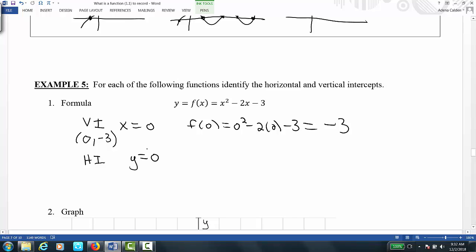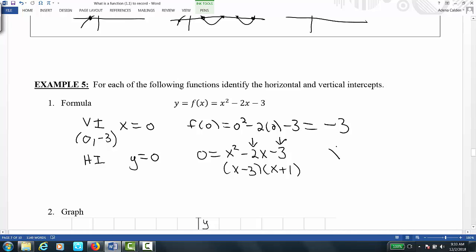So if we take y and set it equal to 0, we have 0 equals x squared minus 2x minus 3. So here we have a quadratic function, which means you're probably going to want to factor this to find the roots. When you factor a quadratic equation, you are looking for two numbers that multiply to give you the last term, but add up to give you the middle term. So here, I'm going to get (x minus 3)(x plus 1). If you're more comfortable using the quadratic equation, that's fine too.